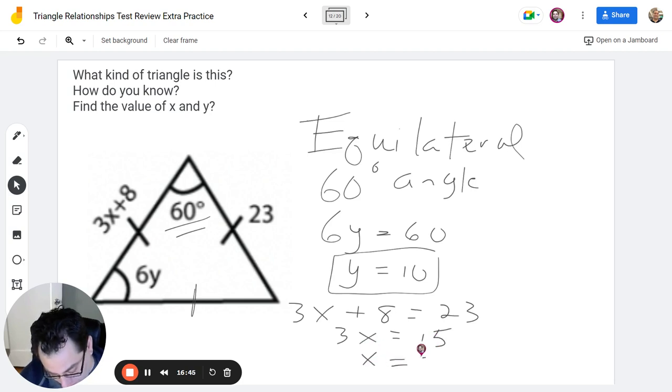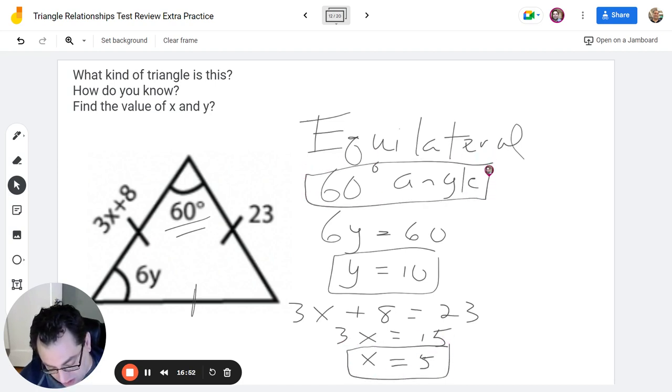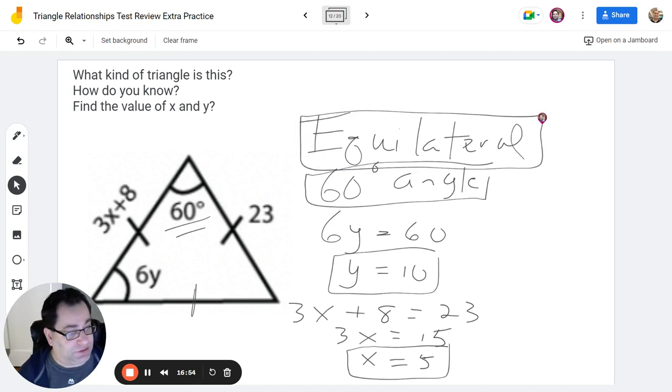And so now we've solved for x, solved for y. It's equilateral because it's 60 degrees. And those are all of the answers to this problem. Question number 13.